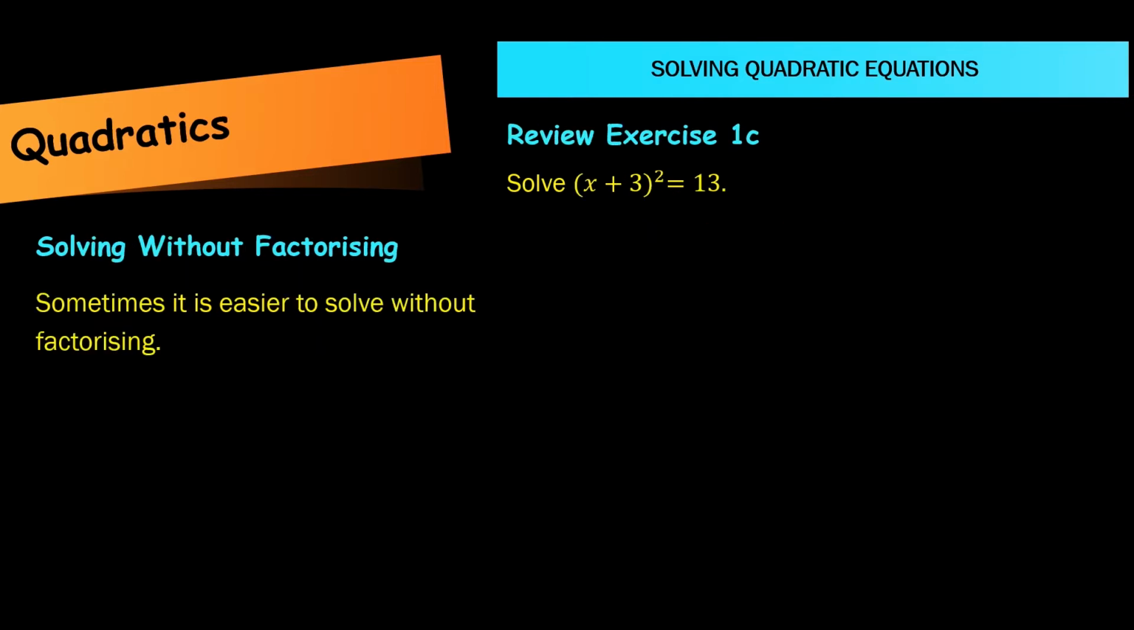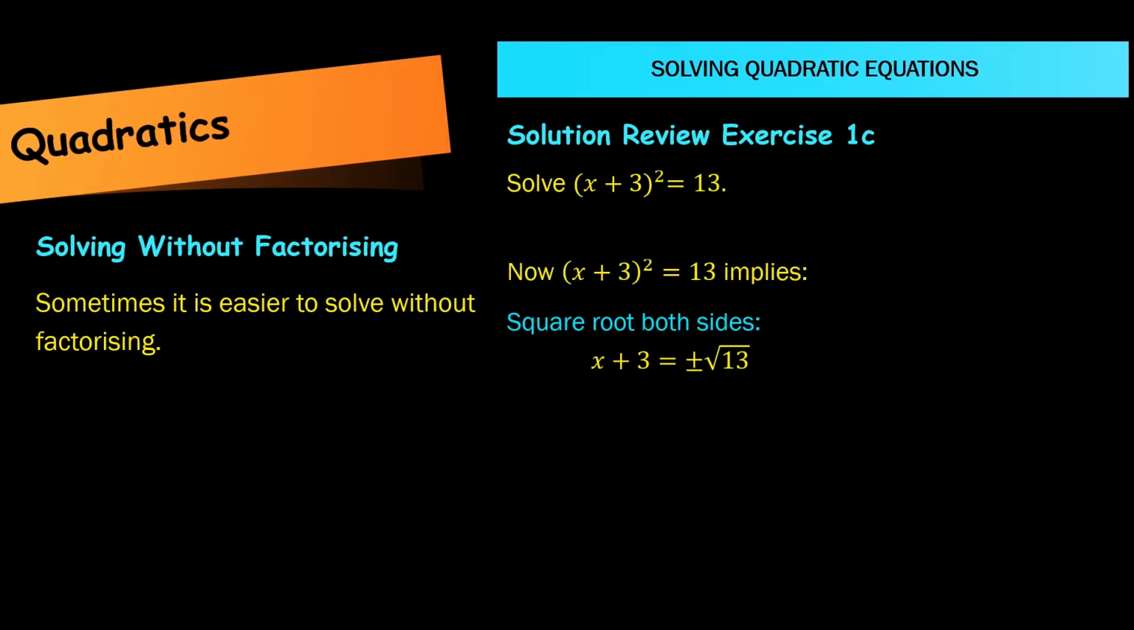And now for part C. Solve x plus 3 all squared equals 13. Sometimes it is easier to solve without factorising. Perhaps you can spot why in this example. Suppose we square root both sides. Then we have x plus 3 equals plus or minus square root of 13.